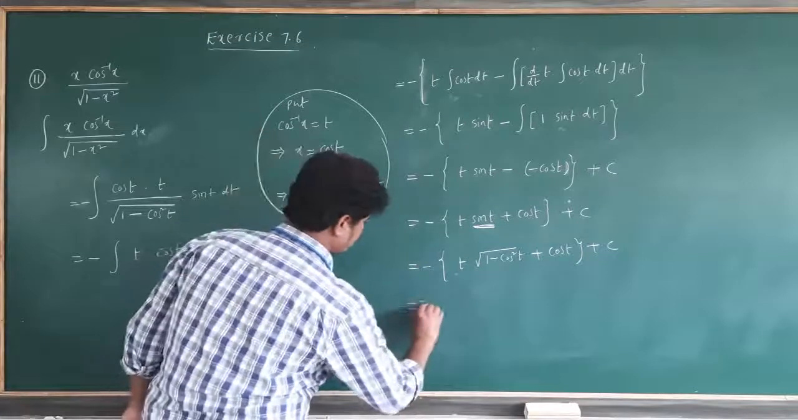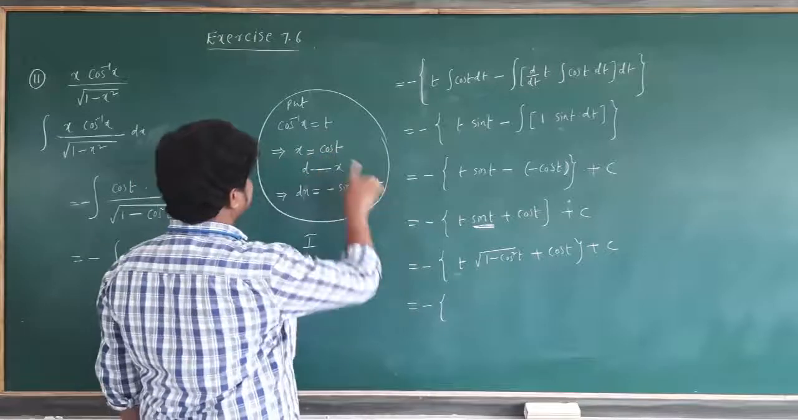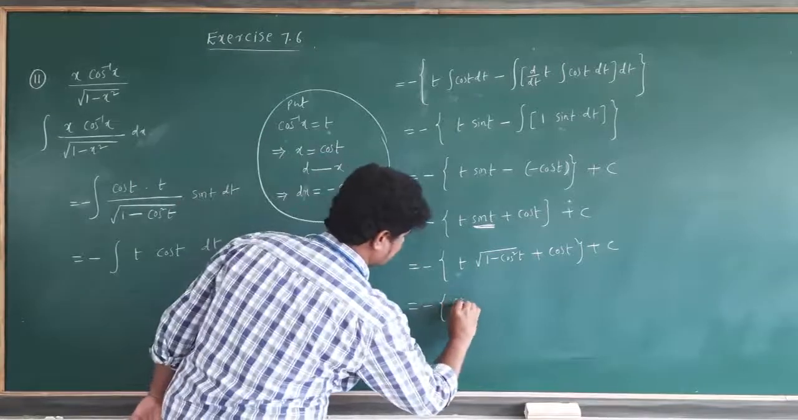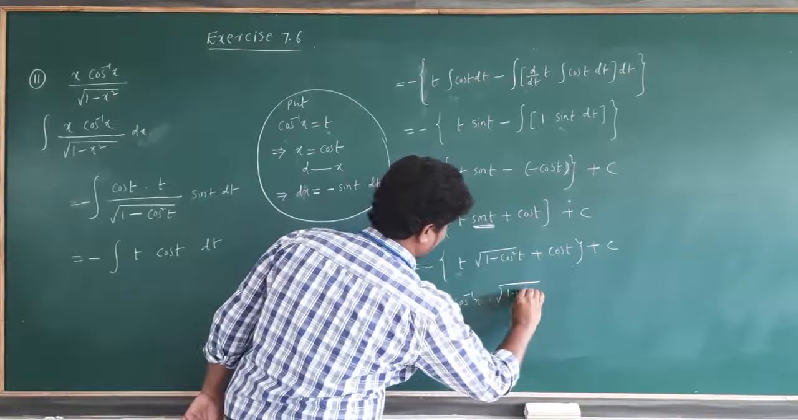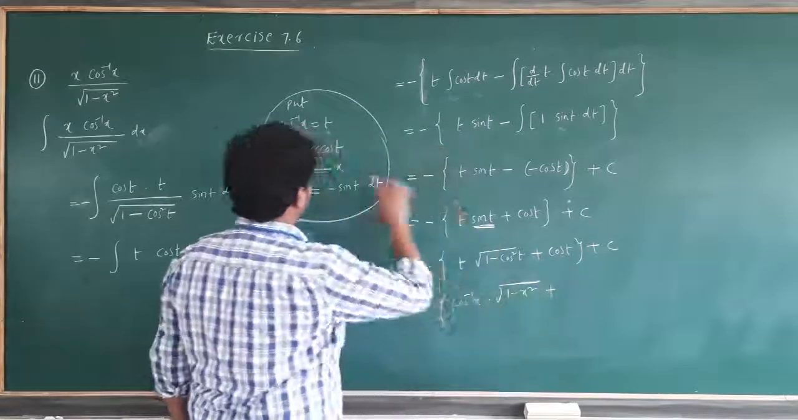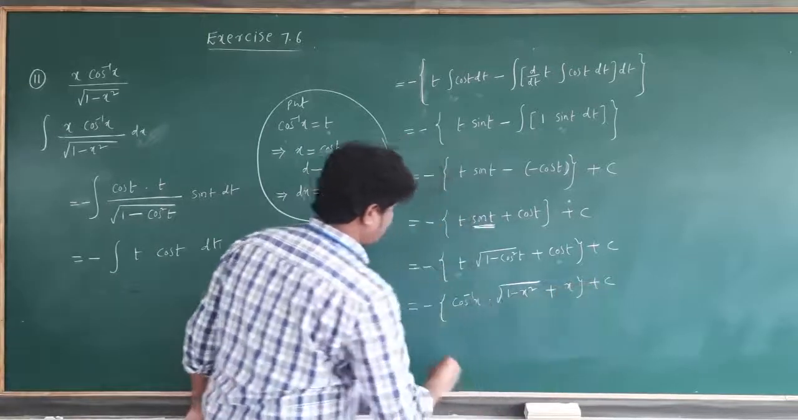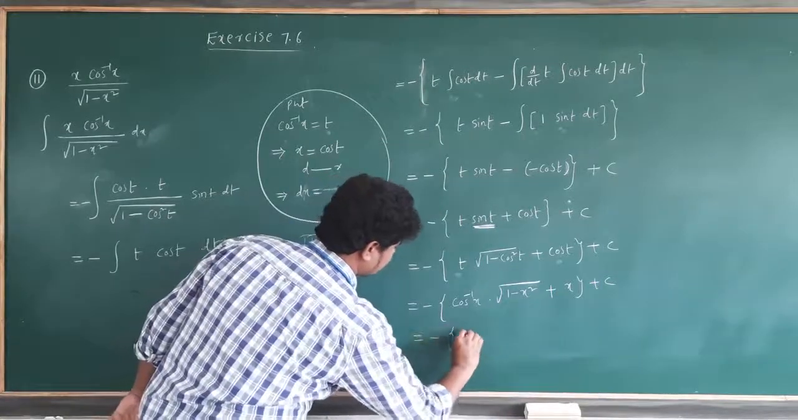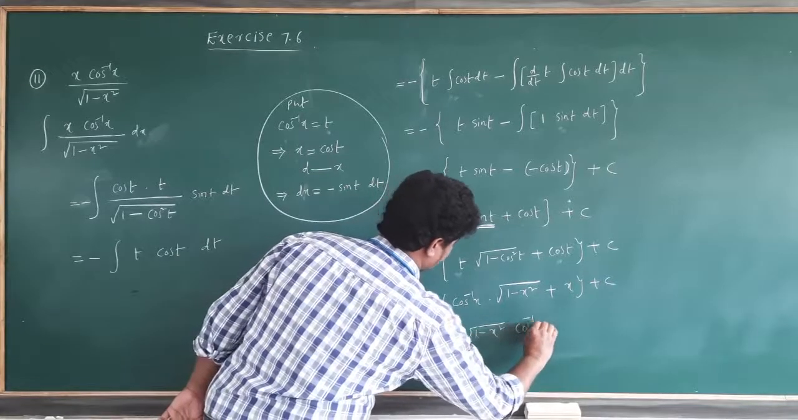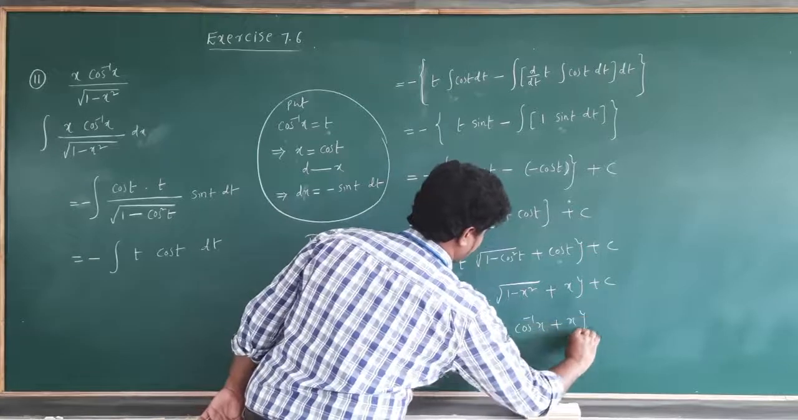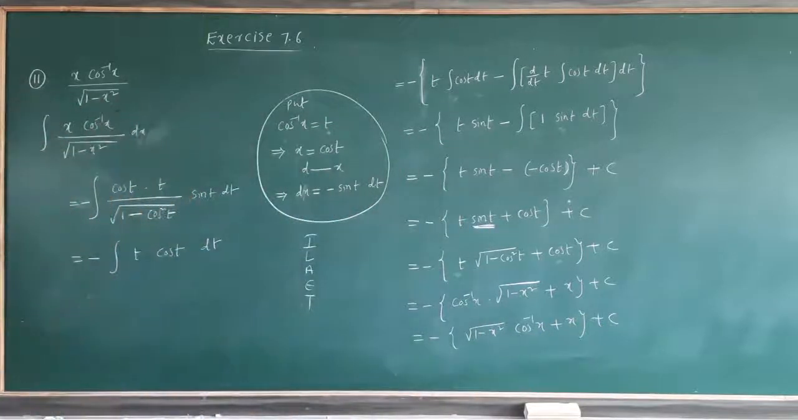So t means cos inverse x. Cos inverse x into root over 1 minus x square, plus cos t means x, plus c. The final answer is minus root over 1 minus x square into cos inverse x plus x plus c. It is the answer of the 11th.